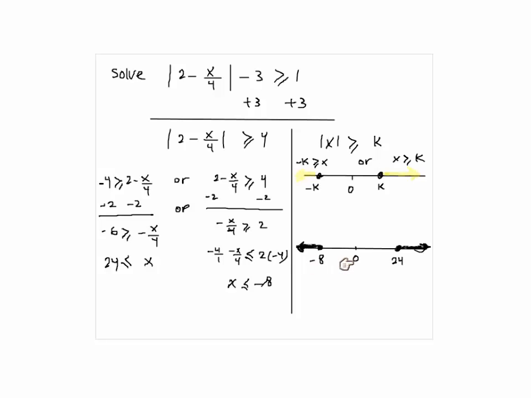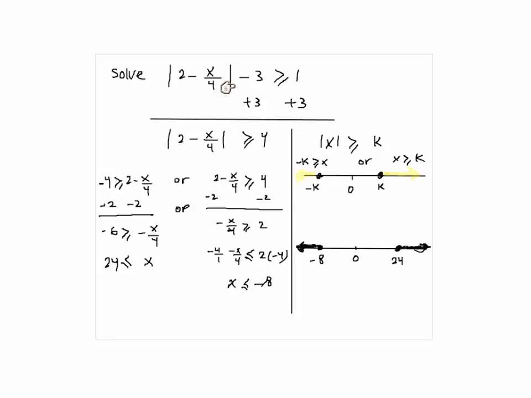If I pick a 0, which is not a solution, and plug it in here, then it should confirm that 0 is not a solution. 2 minus 0 would be 2. Absolute value of 2 would be 2. 2 minus 3 would be equal to -1. Is -1 greater than 1? No. So that confirmed that 0 is not a solution. So that means that is the correct answer. If you pick 25 or -9, you would see that would make sense in this inequality. So that is a solution.